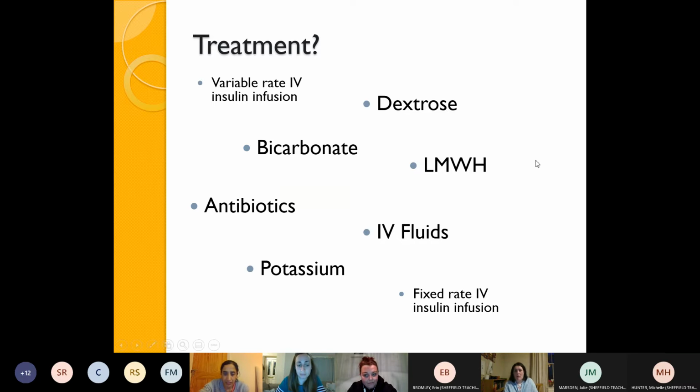Anyone? Is it the fixed rate IV insulin? Correct. Fixed rate insulin. And anything else? IV fluids? Correct. Is there anything on here that is definitely not the treatment for DKA? Antibiotics. Dextrose. Anything else? It says variable fixed rate. Is it? No. So IV fluids and fixed rate is the treatment for DKA. And the variable rate is not a treatment for DKA.